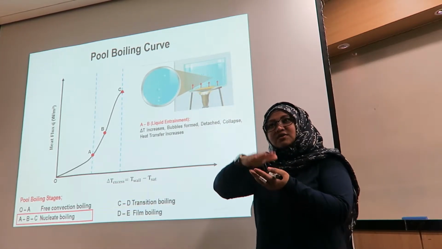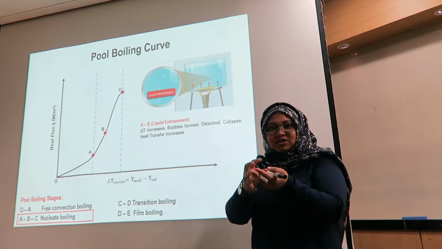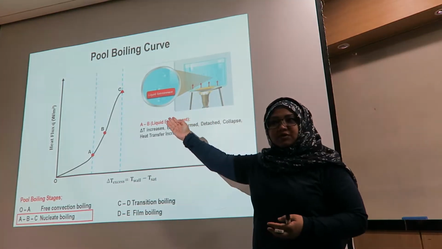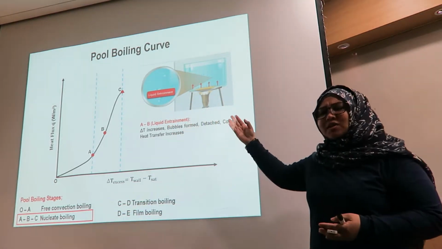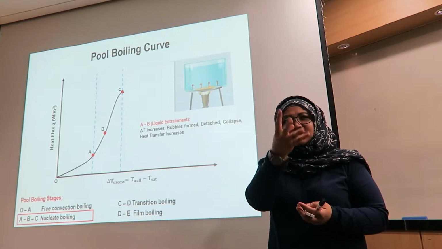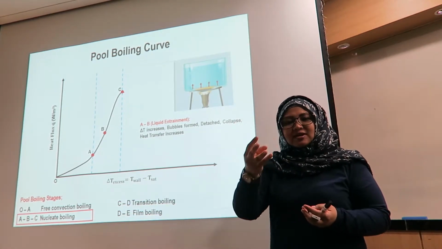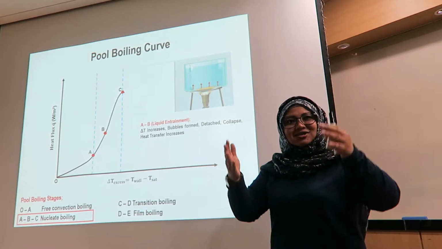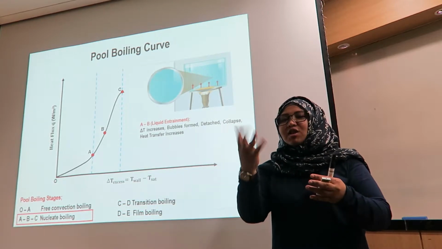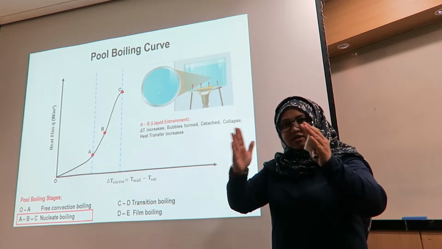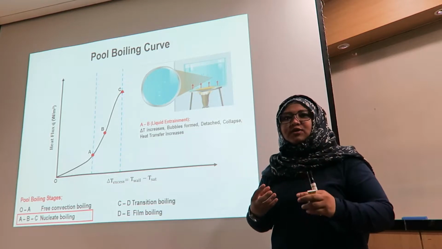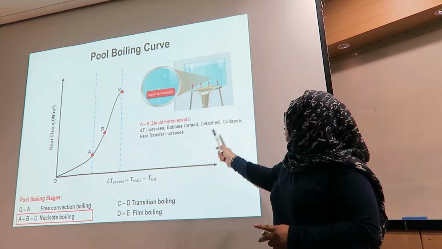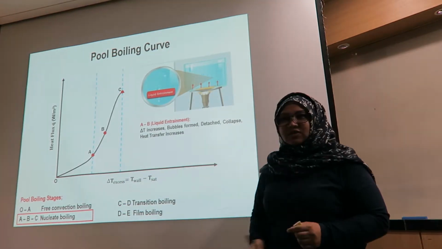After a short distance from the heated surface, it will collapse. This collapsing bubble, we call it liquid entrainment. Because it collapses, it makes a disturbance in the fluid. Because before, the fluid is stagnant, right? It's just static. And then there is a collapsing bubble, so it makes a movement in the fluid. It disturbs the fluid. And this disturbance induces an increase of the heat transfer.